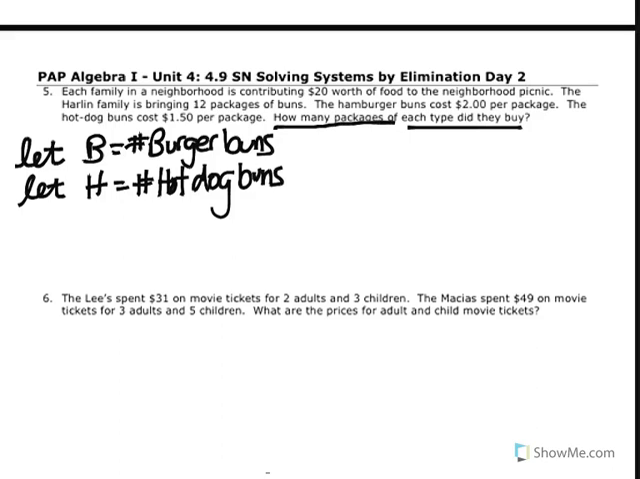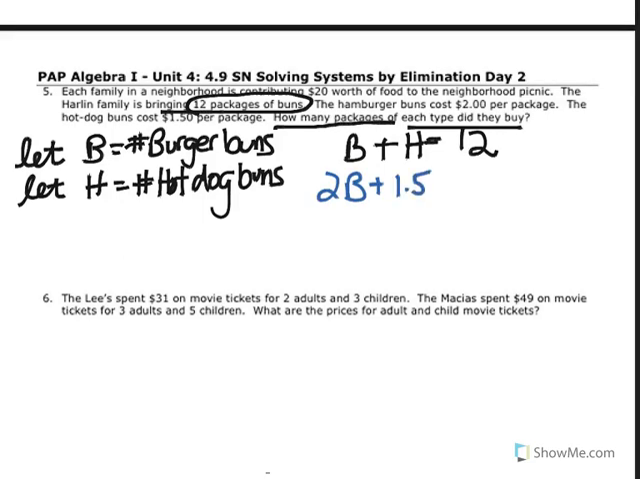Now let's write two equations. We get B plus H equals 12, because there were a total of 12 packages of buns. Now, the second equation is going to deal with the cost of the buns. So the second equation is going to be 2 times B plus $1.50 times H is going to equal $20.